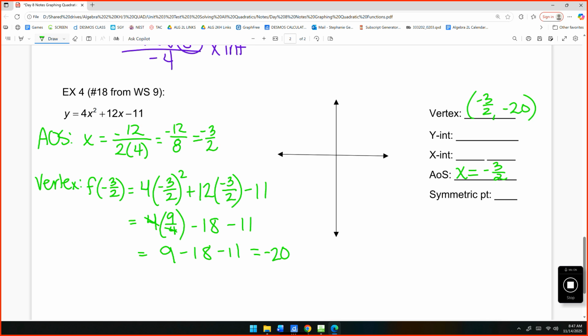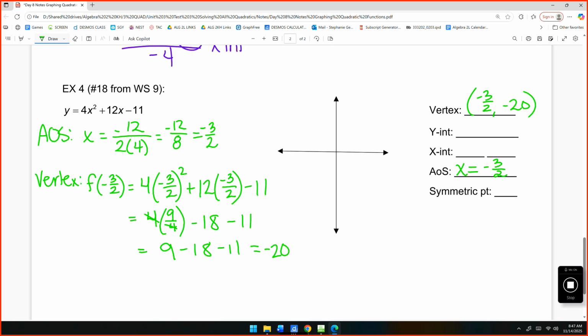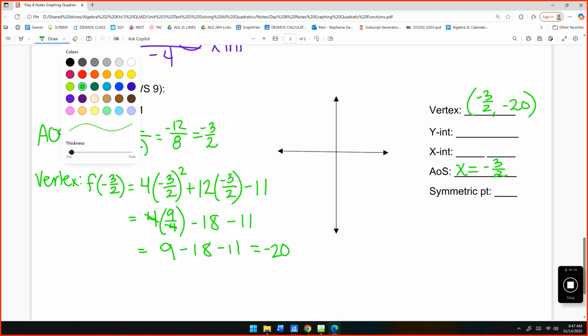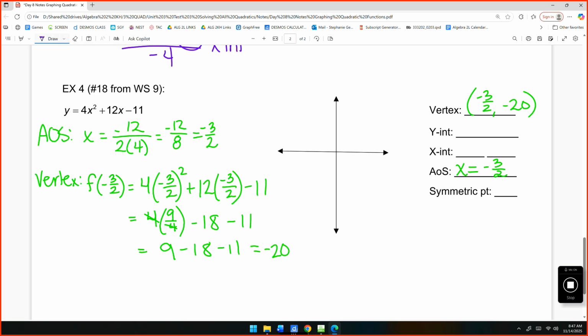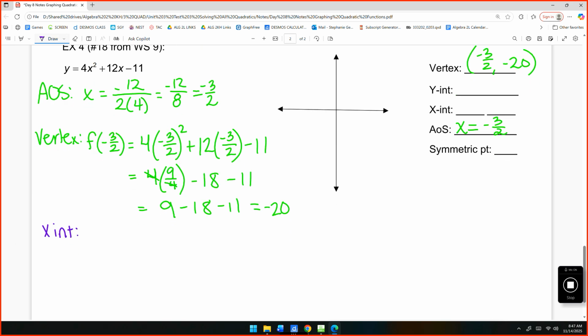Okay, but luckily this is just a sketch, right? So it doesn't have to be beautifully accurate. What else? Oh, x-intercept. That's next. Related equation for our x-intercept. Cool. So we're going to set our function equal to 0. So 0 equals 4x squared plus 12x minus 11.